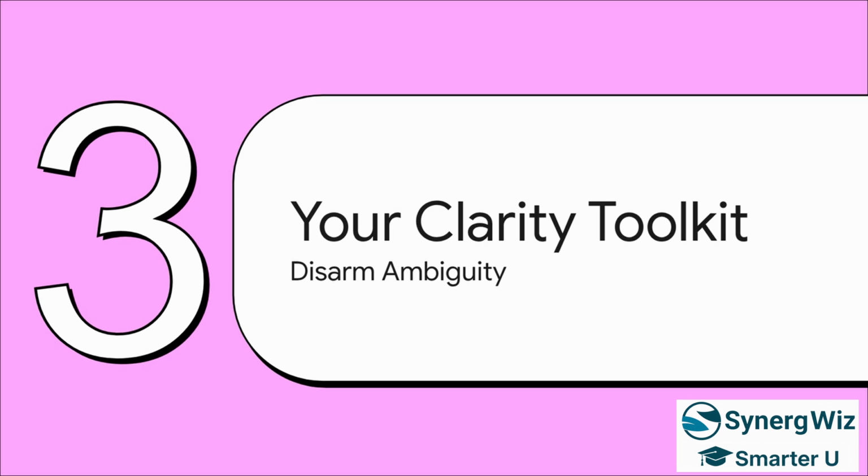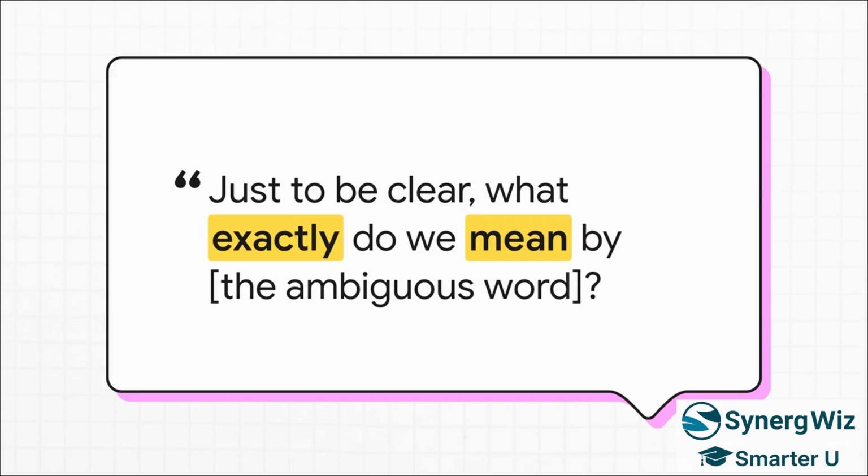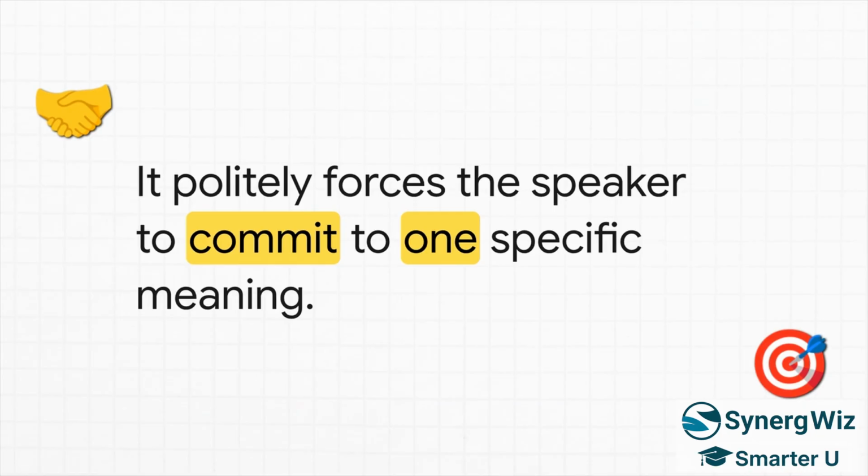So, you can spot it. That's half the battle. But how do you stop it? Well, lucky for us, there's a simple but super powerful tool in your Clarity Toolkit. And here it is. This is your secret weapon. A simple, non-confrontational question. The real magic here is in the word we. By asking what we mean, you're not accusing anyone. You're turning it into a team effort to find clarity. This one question just peacefully disarms the whole fallacy.